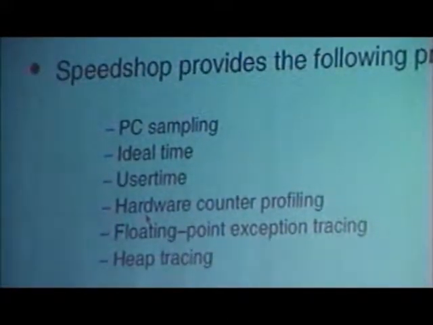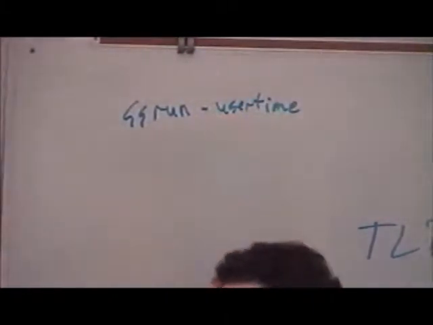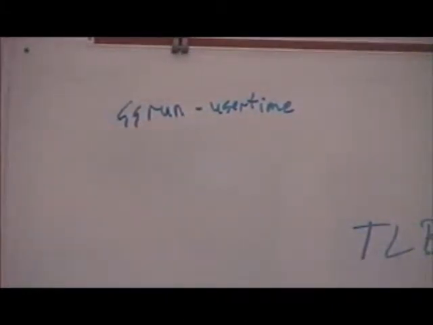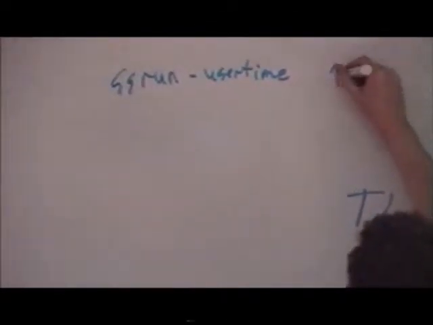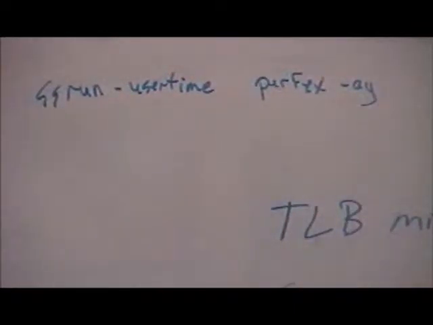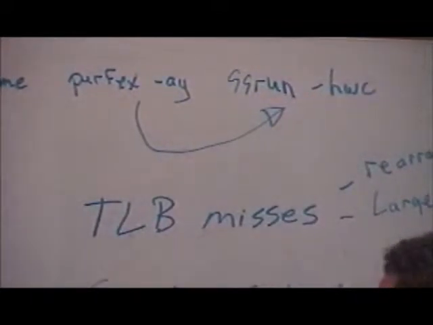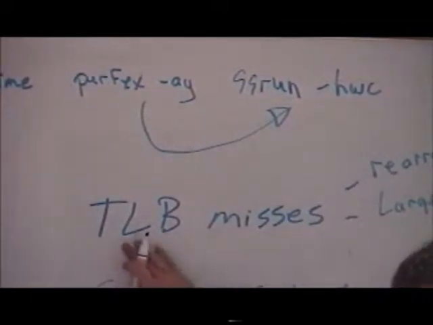So once I've got my top applications, again I'm going to do my SS run dash user time, which will give me the top subroutines of my program where I'm spending all my time. Then I'm going to do a perfx dash AY to figure out what hardware events are occurring during my CPU service time. Then I'm going to go back to SS run and use a HWC counter to say now trap on the counter that is biggest, for example, TLB misses. Find out where in my program I'm taking all my TLB misses.